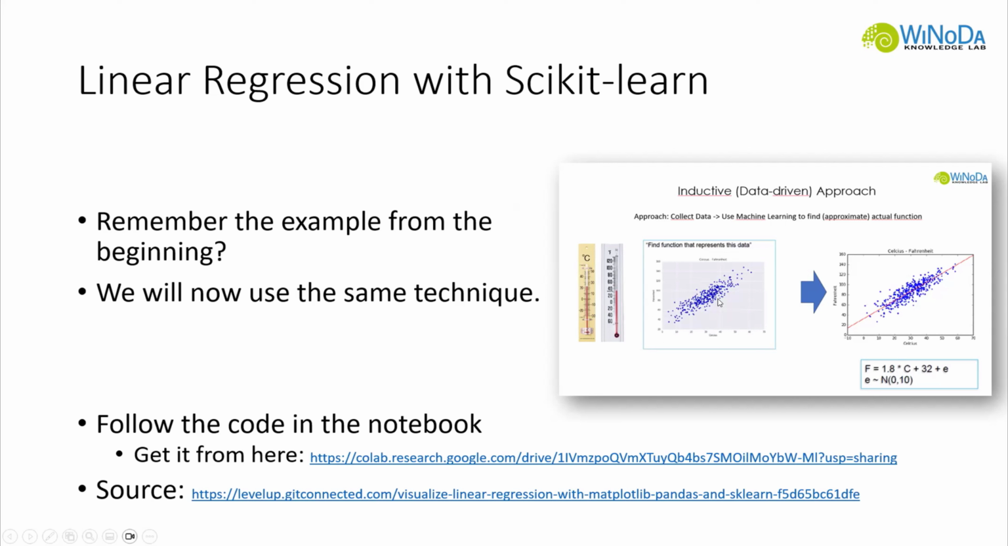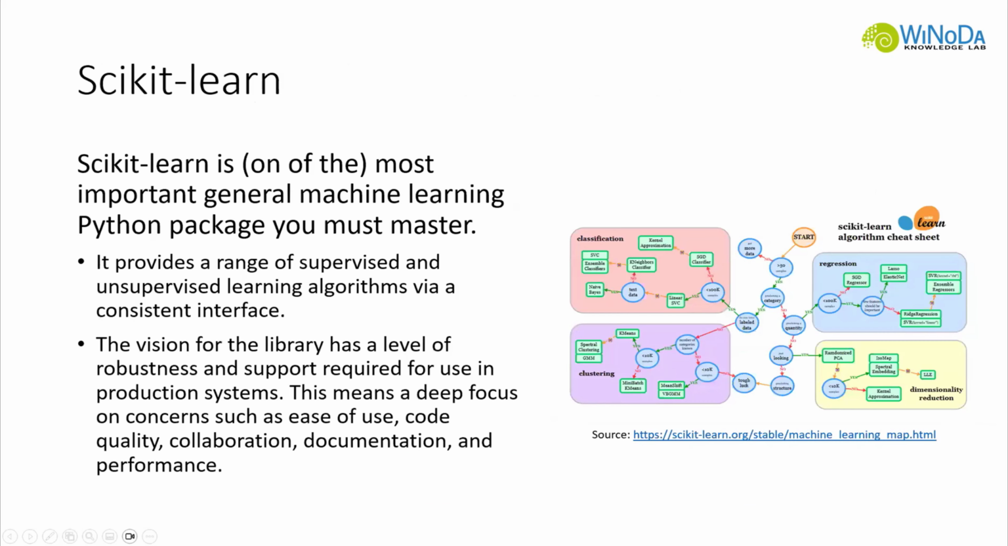So this method that goes from this point cloud to this red line is called linear regression. Linear, again, because it's a line, and regression because you want to learn how one variable depends on the other. So how does Fahrenheit depend on Celsius? And we will again use a library, in this case, Scikit-learn. Scikit-learn is one of the most important general machine learning packages or libraries in Python. There are many others as well.